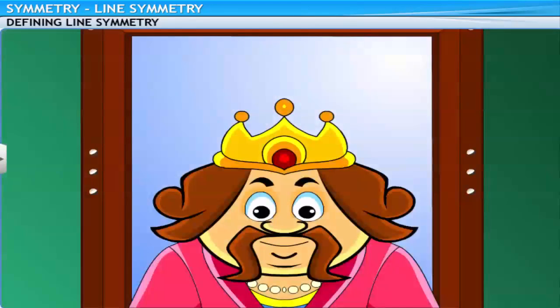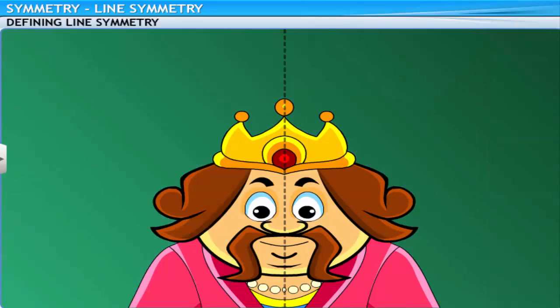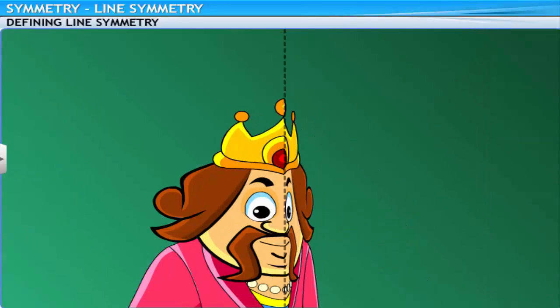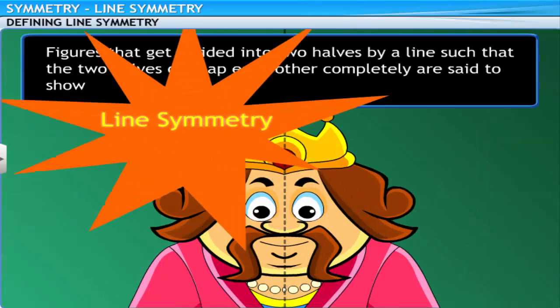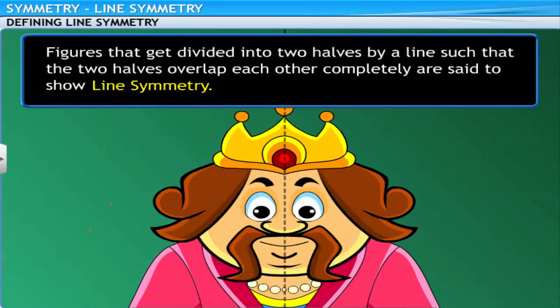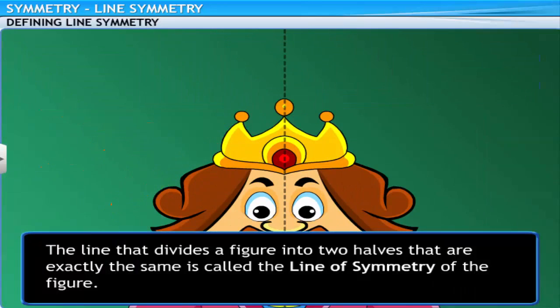Now, let us take a closer look at the picture that the painter made. A line running through the center of this picture divides it into two halves that are exactly the same. Also, the two halves on either side of the center line overlap each other completely. Such figures, which get divided into two halves by a line such that the two halves overlap each other completely, are said to show line symmetry. The line that divides a figure into two halves that are exactly the same is called the line of symmetry of the figure.